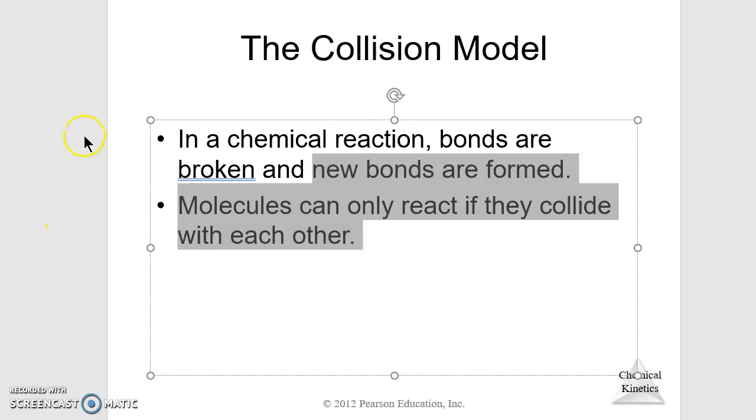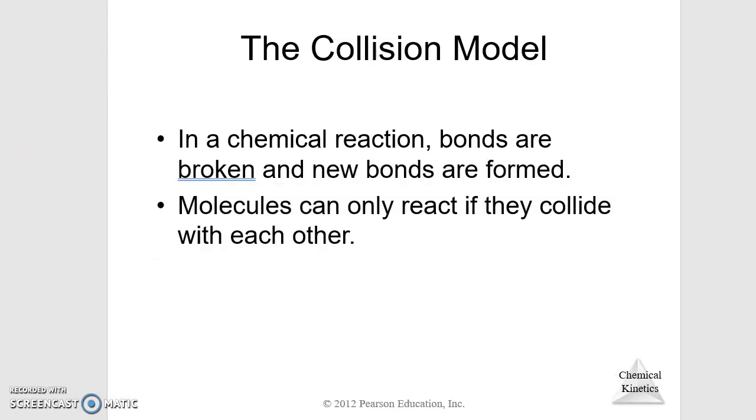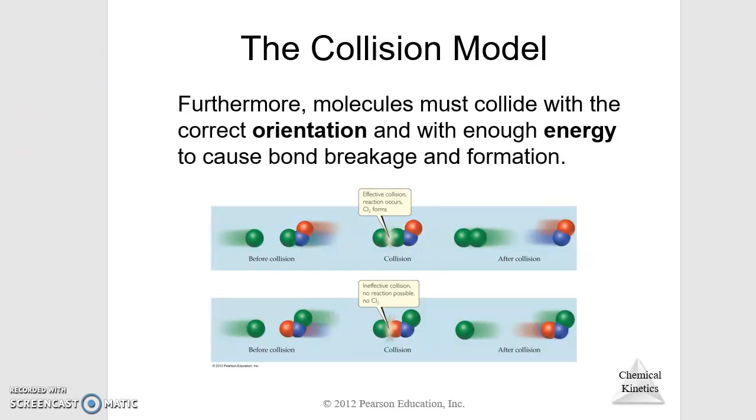So for your collision model, you guys had learned about this in Chem or Honors Chem, and it talked about some requirements reactants need to fulfill in order for a chemical reaction to happen. So one, they have to collide, and we do know that when they collide, they have to be with correct orientation and with sufficient energy to force bonds to start to break so that they can form.